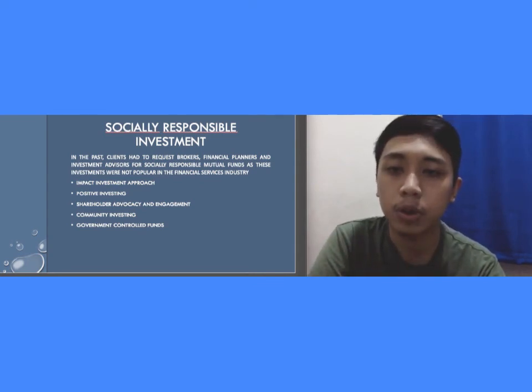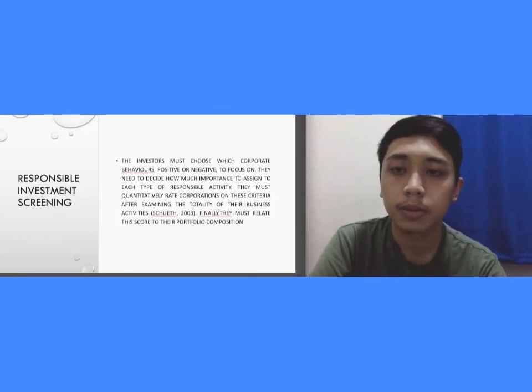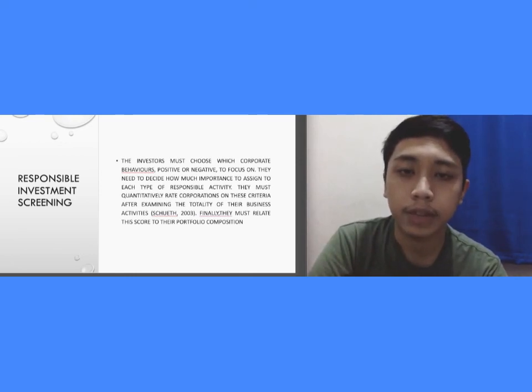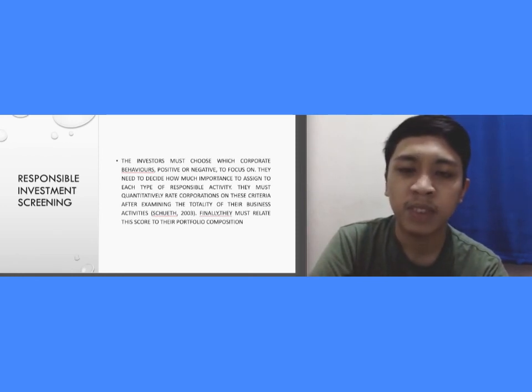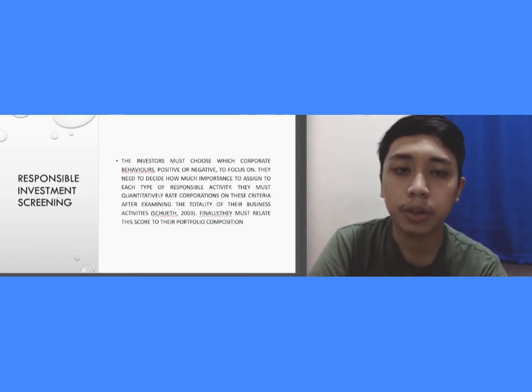First is impact investment approach, positive investing, shareholder advocacy and engagement, community investing, government controlled funds, and the responsible investing investment screening. The investor must choose which corporate behaviors, positive or negative, to focus on. They need to decide how much importance to assign to each type of responsible activity. They must quantitatively rate corporations on these criteria after examining the totality of their business activities. Finally, they must relate this score to their portfolio composition.